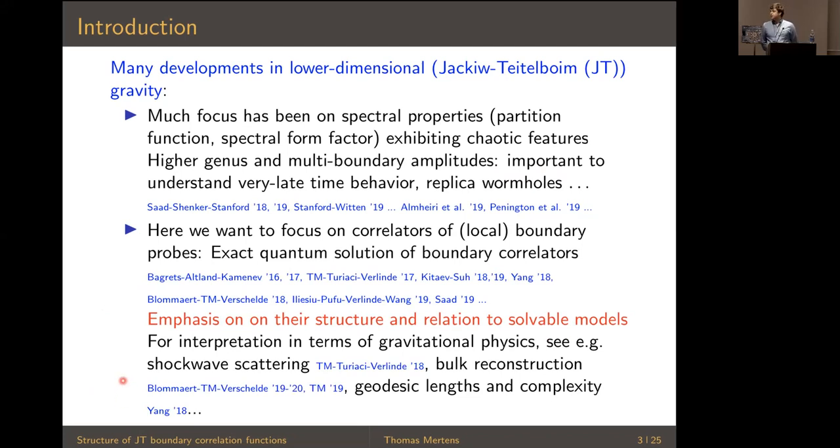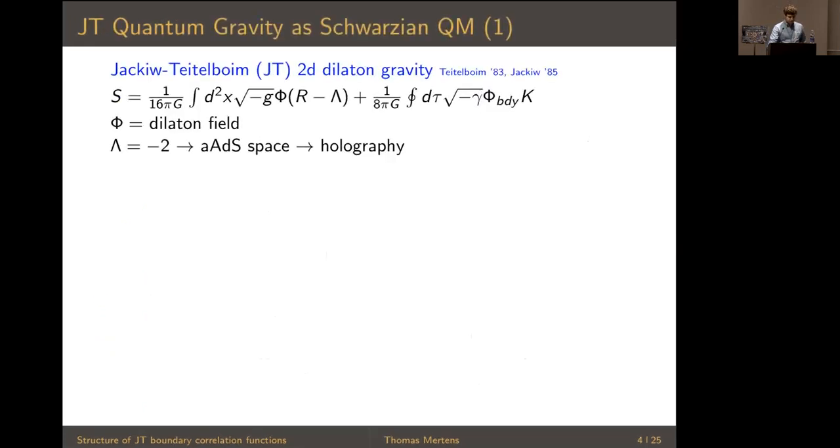In particular, you can relate the out-of-time order correlators to shockwave scattering in the bulk close to the black hole horizon. You can learn lessons about bulk reconstruction, complexity, and so on. But I won't be talking about these bulk gravitational interpretations. I will be talking about the structure of these correlation functions.